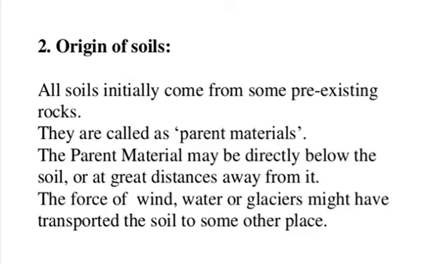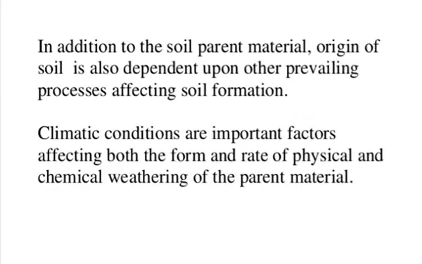Various processes, wind, water, or glaciers might have transported the soil to some other place from its origin. Then, in addition to soil parent material, origin of soil is also dependent upon prevailing processes affecting soil formation. The climatic conditions are important factors affecting both the form and rate of physical and chemical weathering.